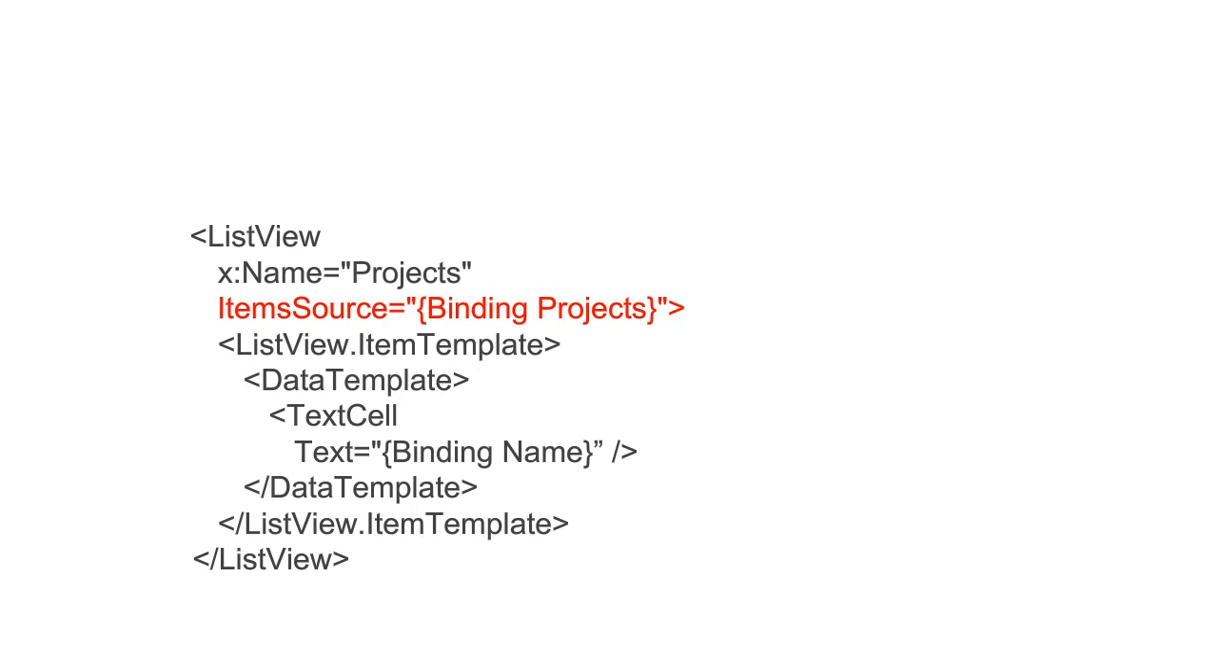To go over that again quickly, the list view gets its collection from the item's source. In this case, that's bound to a collection called projects, which will be found in the view model. And then each object in the collection will be displayed according to the item template. The item template has a data template. The data template can have one or more views. In this case, we have only one, the text cell, which will display the property value name from the view model in the text cell for each item in the collection.